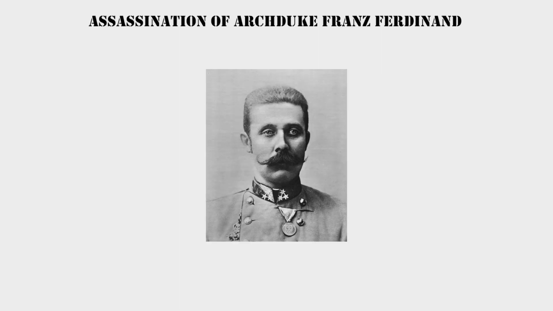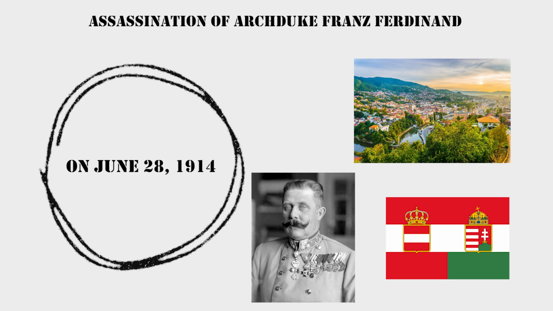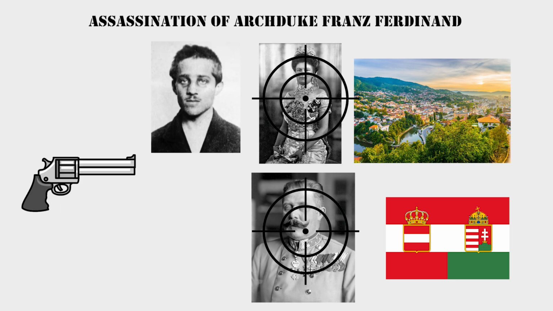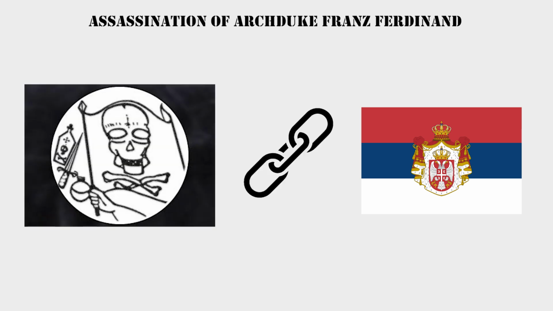1. Assassination of Archduke Franz Ferdinand, 1914. On June 28, 1914, in Sarajevo, Archduke Franz Ferdinand of Austria-Hungary and his wife Sophie were shot dead by Gavrilo Princip, a Bosnian Serb nationalist tied to the Black Hand secret society.